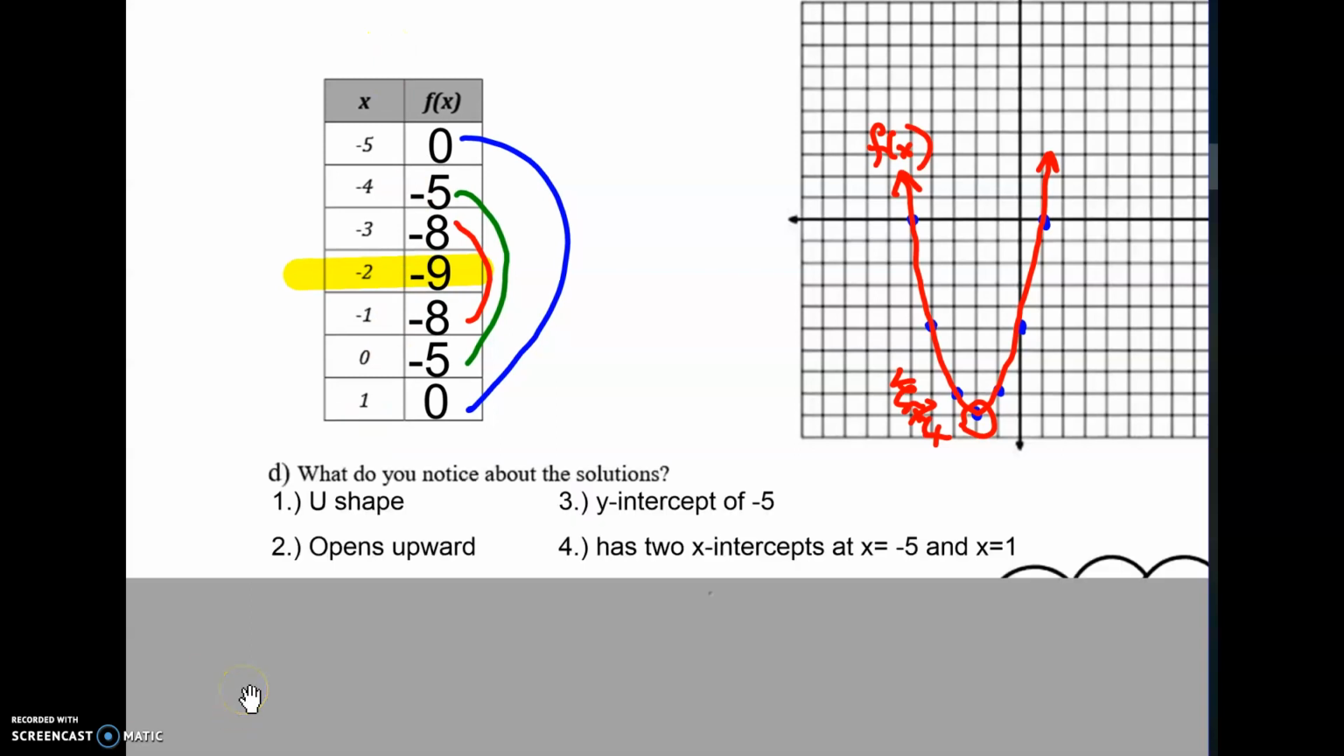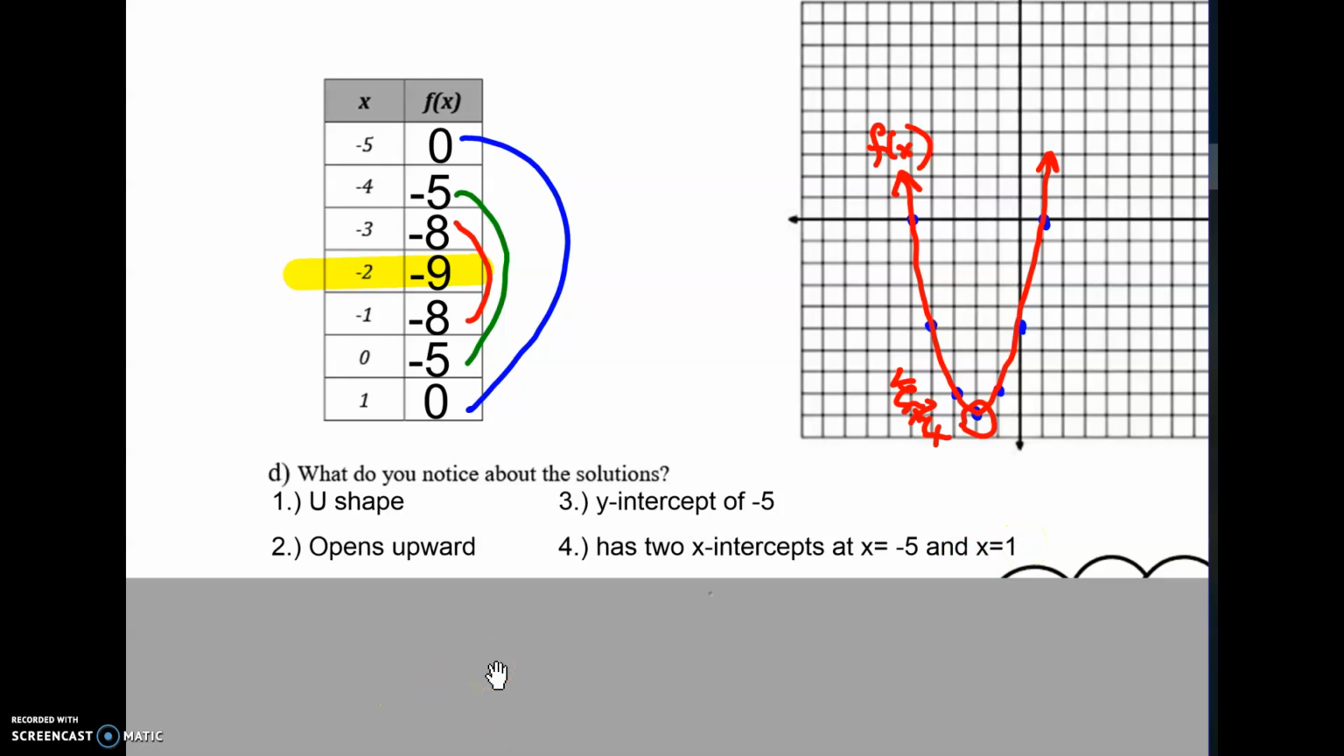Some things you should notice is that you have a U-shaped parabola or a U-shaped function. It opens upwards, and what I mean is the opening is facing up towards the top higher y values. It has a y-intercept at -5, so that's where it crosses the y-axis. And it crosses the x-axis in two different places, where x equals -5 and where x equals 1.